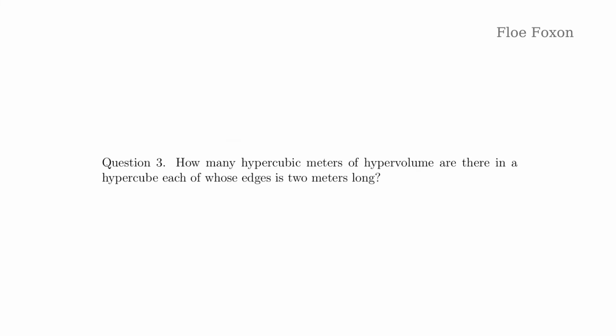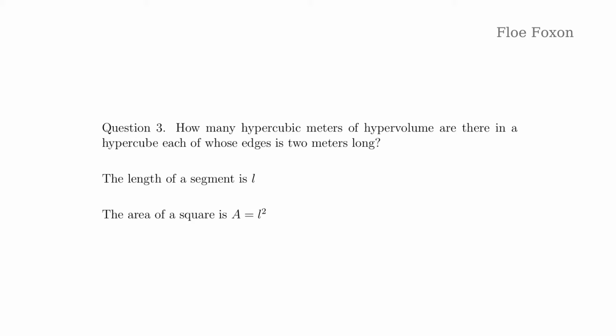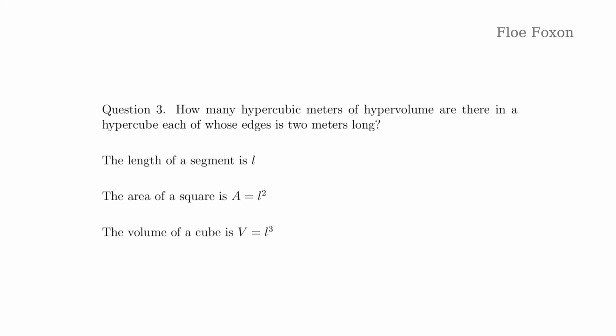Question 3 asks how many hypercubic meters of hypervolume there are in a hypercube, each of whose edges are 2 meters in length. Well, just like in question 1, we're going to start with lower dimensional objects and work our way up. In 1 dimension, a segment or line has length L. In 2 dimensions, we define the area of a square as A equal to L squared, that is L times L. And in 3 dimensions, we define the volume of a cube as V equal to L cubed, that is L times L times L.